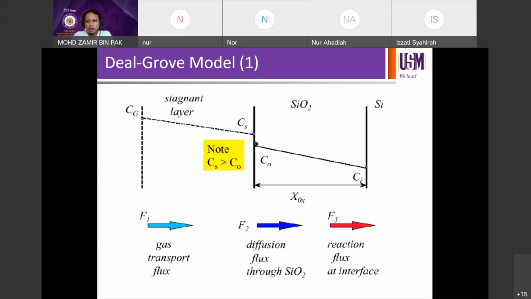So we've discussed all three fluxes, F1, F2, F3. You can see the interfaces there. Cg is the concentration of the oxidant in the gas form. Cs is the concentration of the oxidant in the solid form once the oxide is grown. C0 is the peak concentration on the surface, and Ci is the concentration at the silicon dioxide and silicon interface at the rear side, if you like. The oxidant, the flux, is coming from the left.